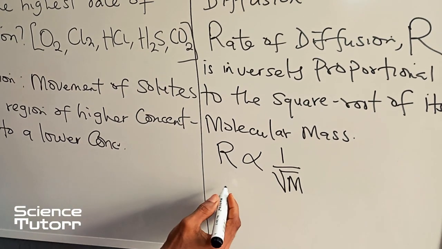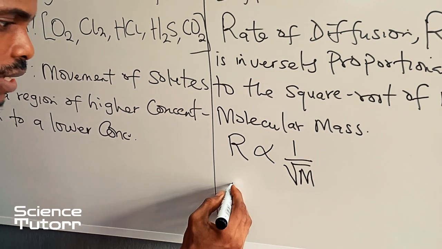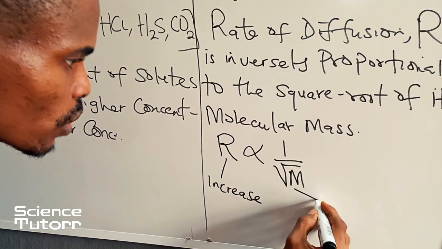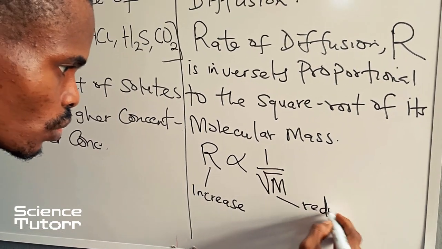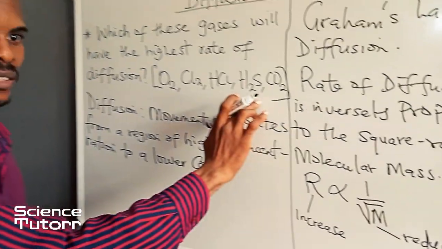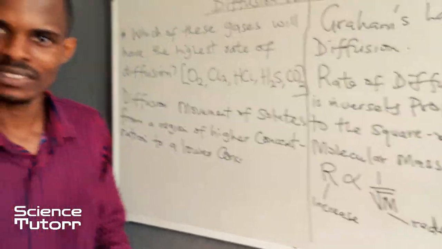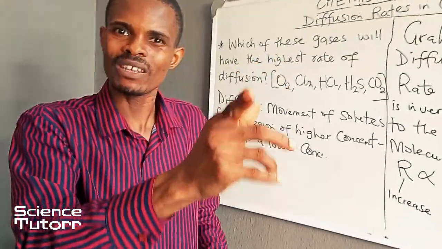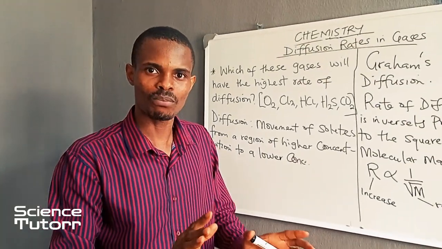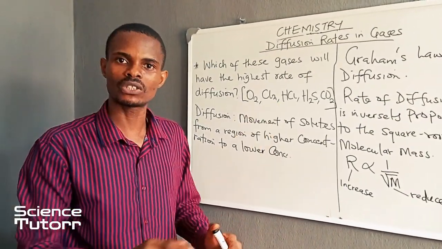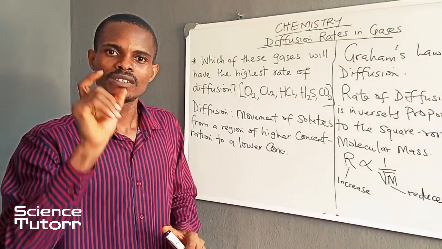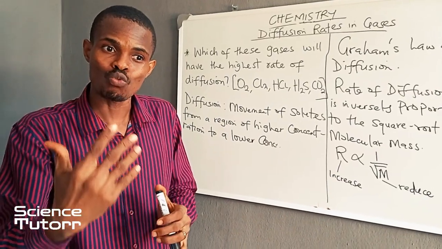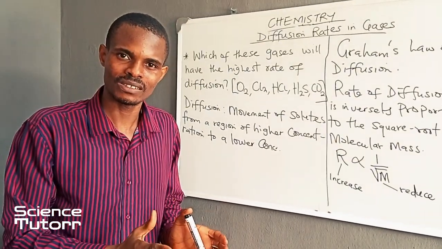So what it means is that when the rate of the gas increases, the molecular mass will reduce. That is a good way to understand this. So if I have a gas that is having a lower molecular mass, that gas will be the fastest to diffuse. That is a simple law that Graham is talking about. I repeat again: if I have a gas that diffuses faster, it means that the molecular weight will be less.